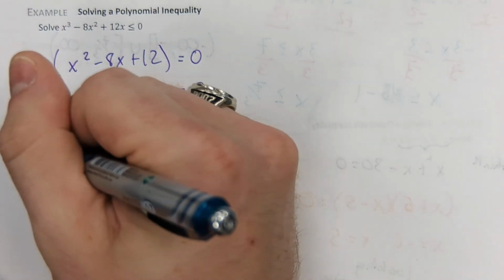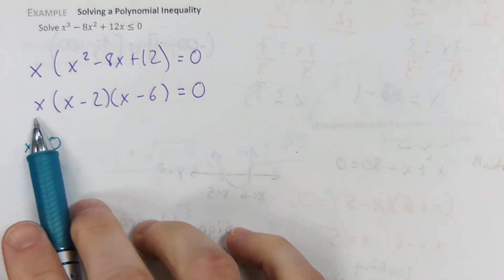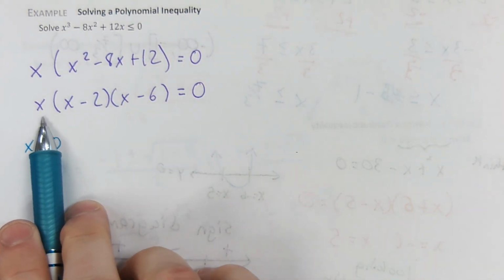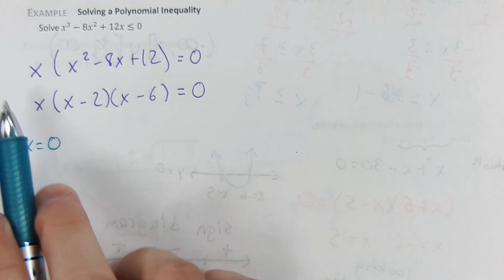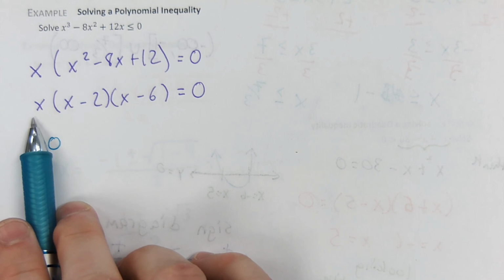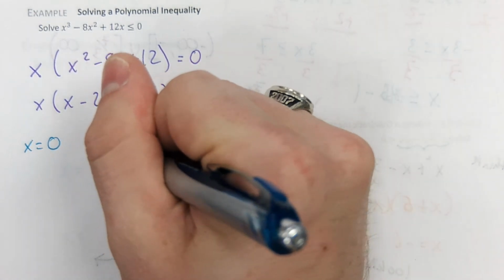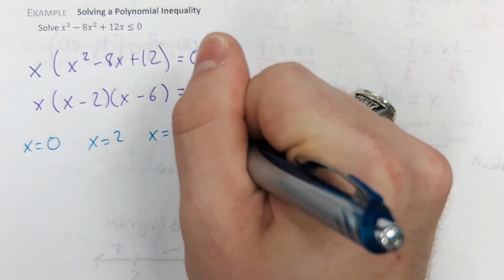I have a critical value at x equals 0 because there's an x on the outside. The moment there's an x on the outside like this, its answer is 0. I don't care if there's negative 3/7 sitting on the front of it. This x is outside, its answer is 0. Then we have x equals 2 and we have x equals 6.